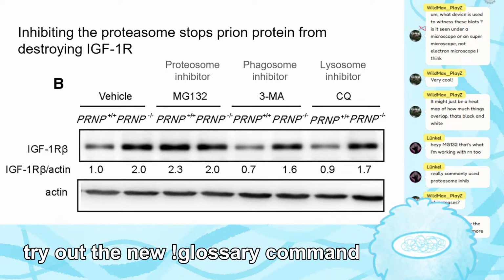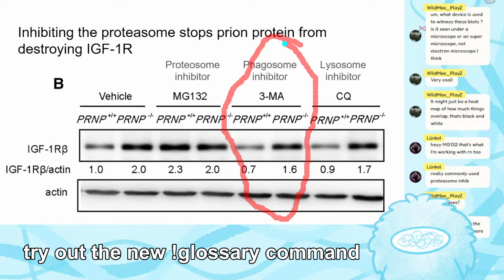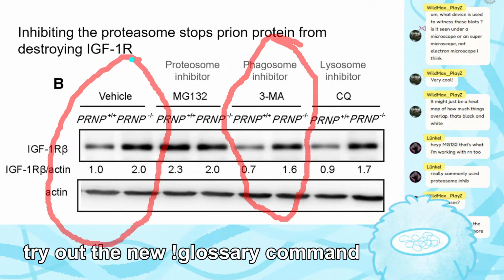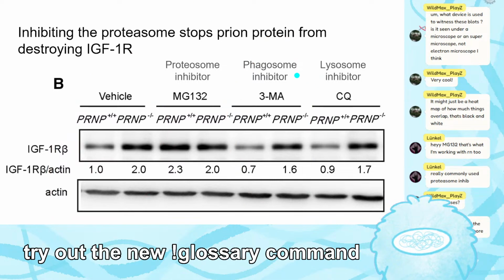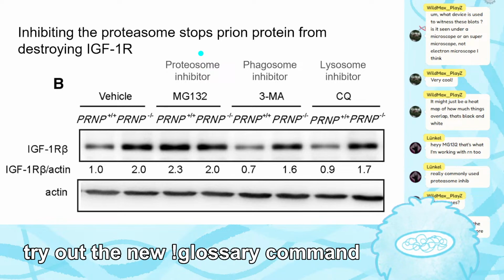We also see that this is not the case for these other inhibitors, right? The phagosome inhibitor, 3MA, you still have that same relationship where when you knock out prion protein, you get more IGF. So nothing about this really changes. The phagosome, if you watched my video on tuberculosis, is like, instead of a garbage disposal for the cell, more like a little stomach, I guess, like these little vesicles that contain enzymes and acids and stuff that chew up protein, a different way for proteins to be destroyed.